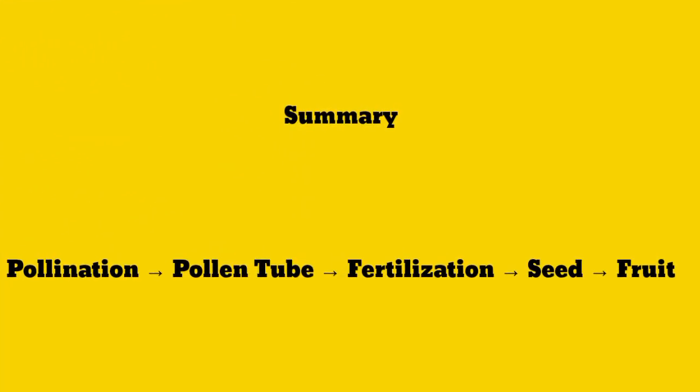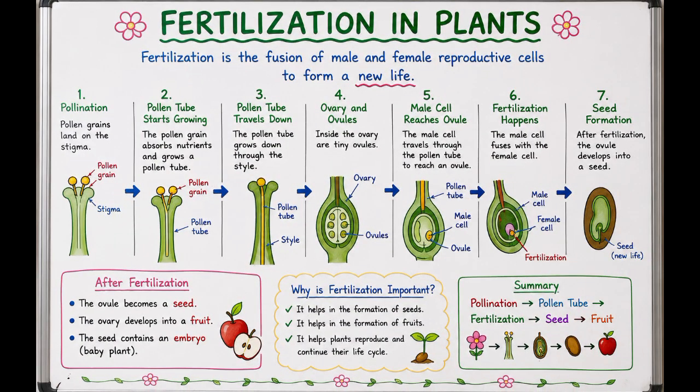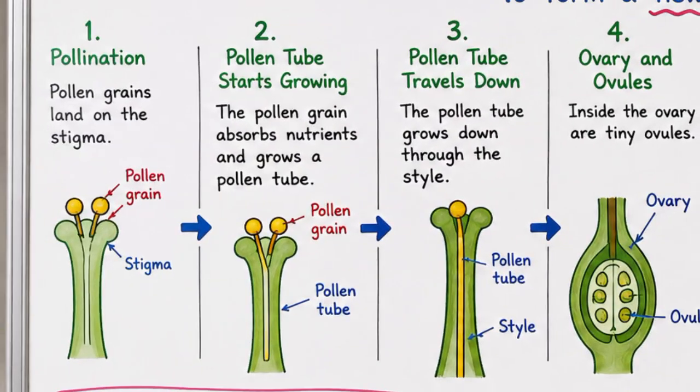If we combine all the steps, we can get this type of summary: the first step is pollination, then a pollen tube arises from the pollen grains and enters the ovules. Fertilization takes place, then seeds are formed and the ovary is converted into fruit. Let's revise the process of fertilization in steps.